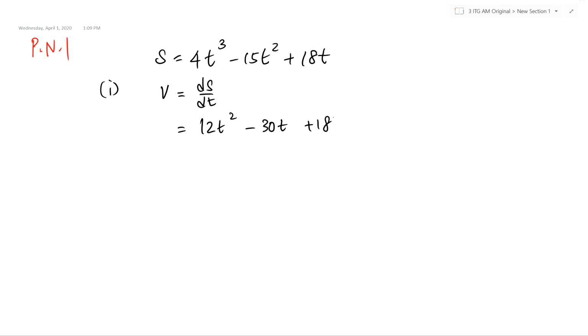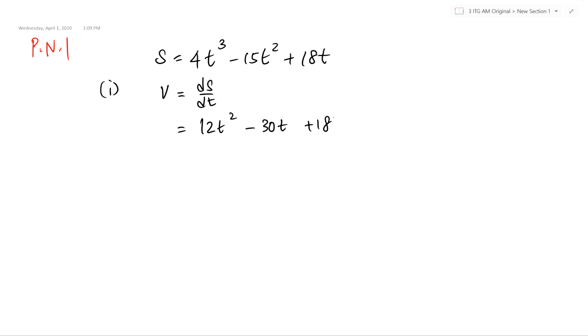I'm going to ask you the same type of question again. What is its velocity when time equals 0? Tell me the answer immediately. Alright, what is the velocity when time equals 0? 18, right? What does this tell you about its motion when time equals 0? Is it moving or is it stationary? Time equals 0, velocity 18, right? So it is moving when time equals 0.